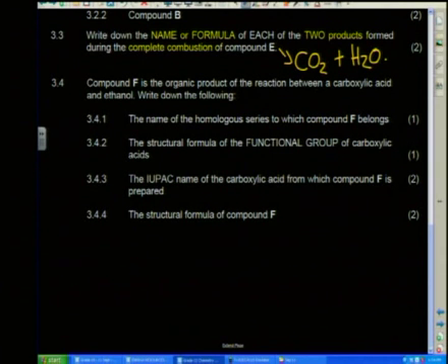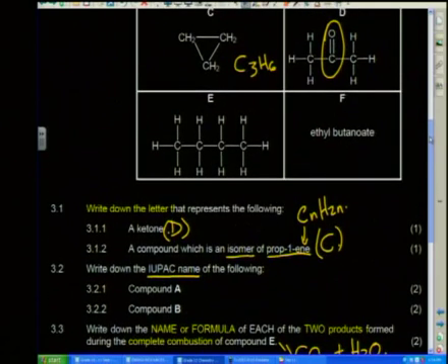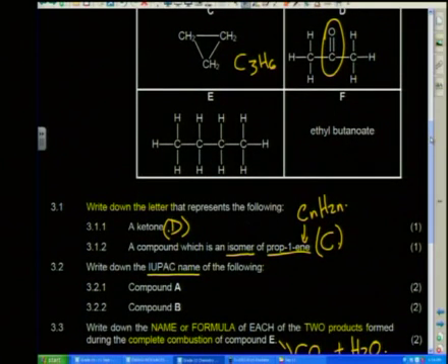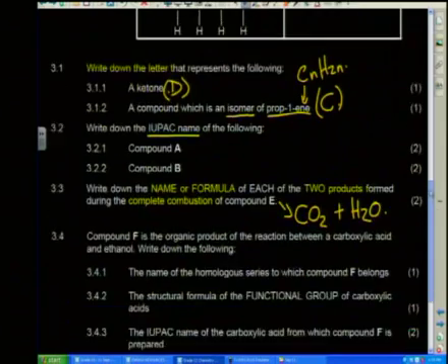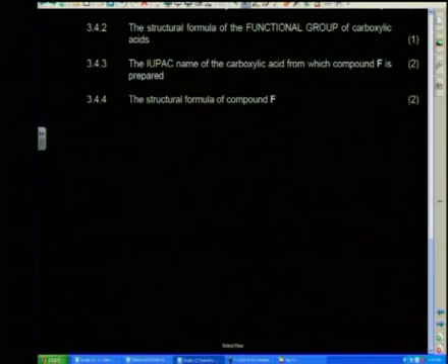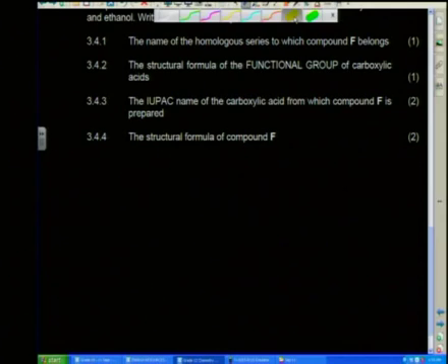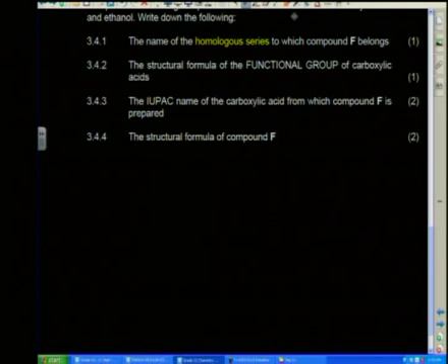Okay, so it says compound F is the organic product between a carboxylic acid and ethanol. Write down the following. Okay, so compound F, let's just take a look at what compound F is. Compound F is ethyl butanoate. Now it wants the structural formula of the functional group. Sorry, the name of the homologous series first. I've skipped a question there. Let's just go back. The homologous series to which compound F belongs.